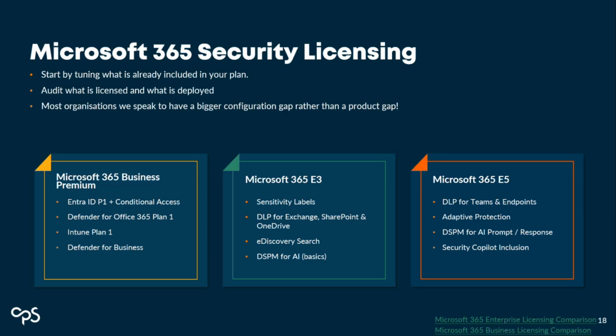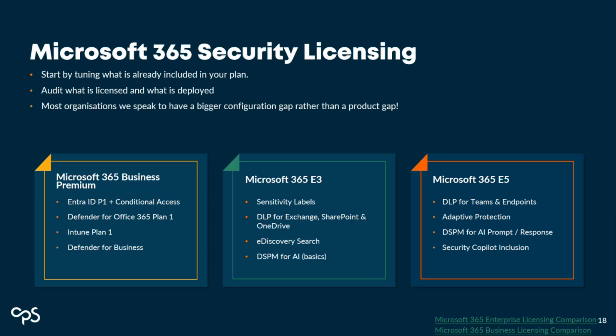But basically, what we always say with Microsoft 365 security licensing is start tuning what you've already got in your plan. So for example, if you're a Microsoft 365 Business Premium customer, you'll already have Microsoft Entra ID Premium P1. You'll have things like conditional access rather than your security defaults. So you can implement things like multi-factor authentication. You can start blocking non-corporate devices, all sort of clever things like that as well.